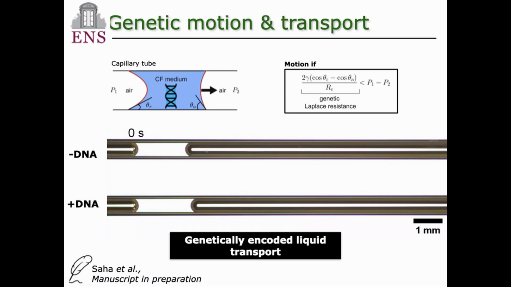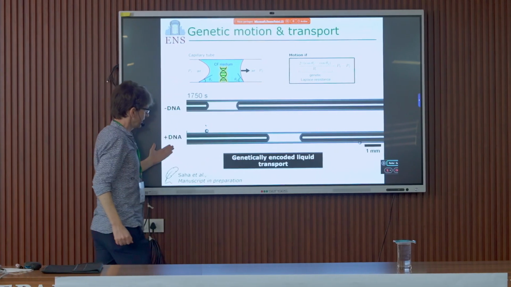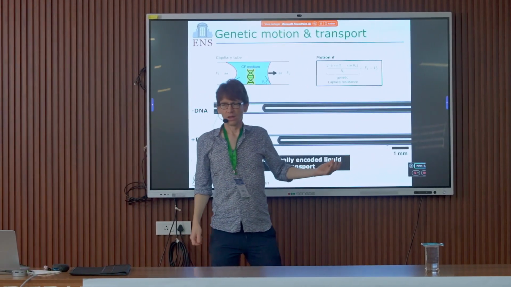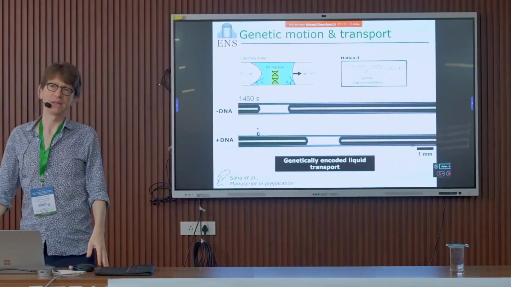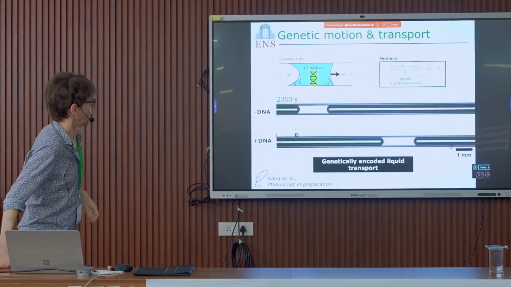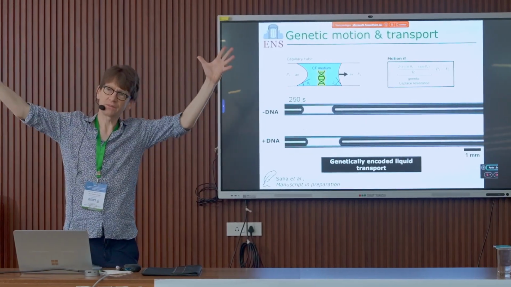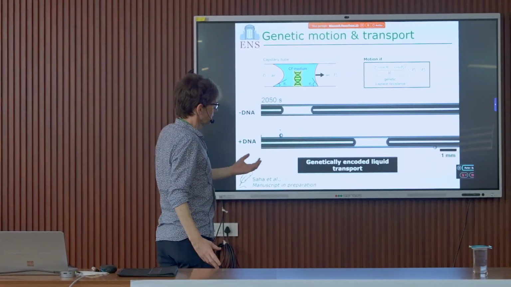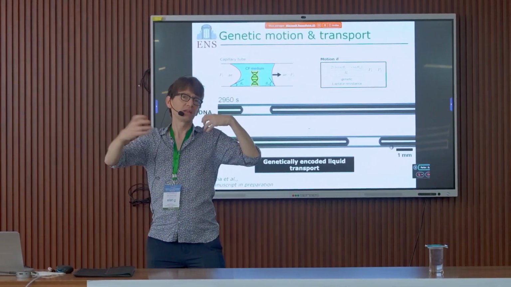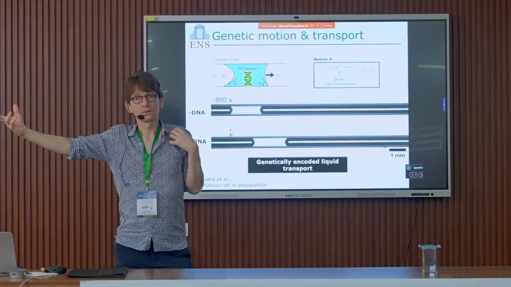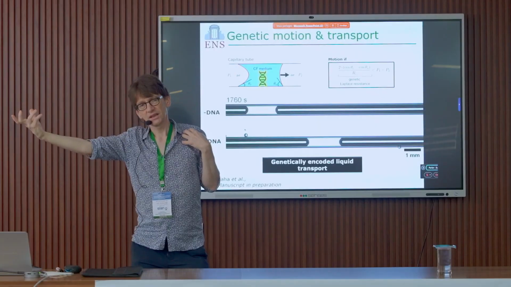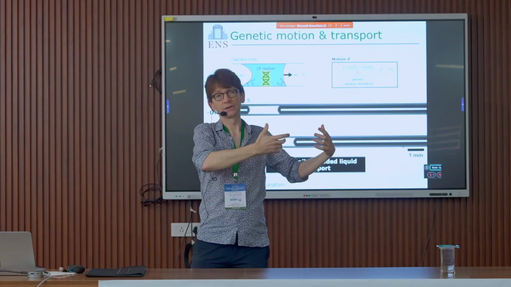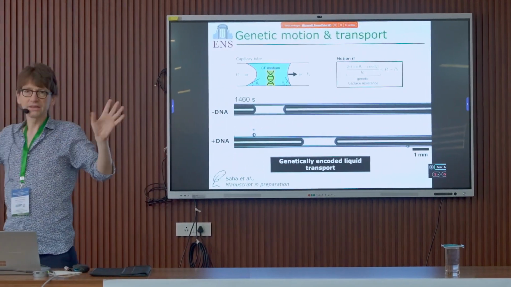You see, without DNA, my meniscus is almost static, and if I have DNA, I have protein expression, and my droplet is moving. So it's a very simple experiment. It's a droplet in a capillary. Yes, we are very far from complex, massive transport, but it's the very first time that we can program something like a motion from a DNA. So I can put in my DNA the information that my droplet should move, and then my droplet is actually moving. So it's the first time that we can combine these two aspects.